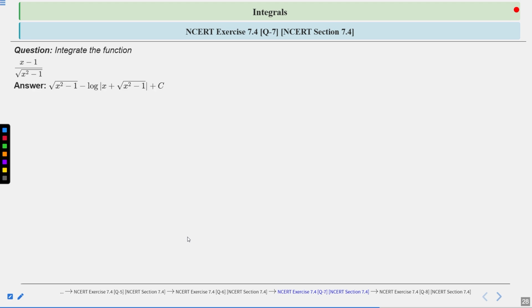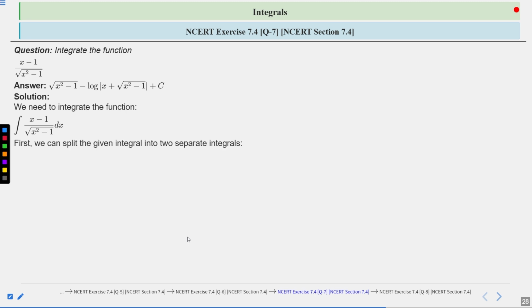And the correct answer is root over x square minus 1 minus log mod x plus root over x square minus 1 plus c. Let us see the solution part, how can we solve this. Now we need to integrate the given function, which is the integration of x minus 1 upon root over x square minus 1 dx.